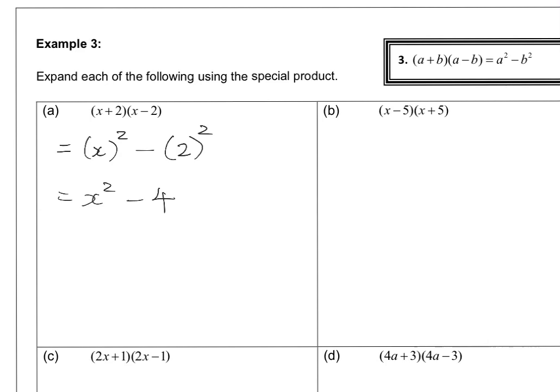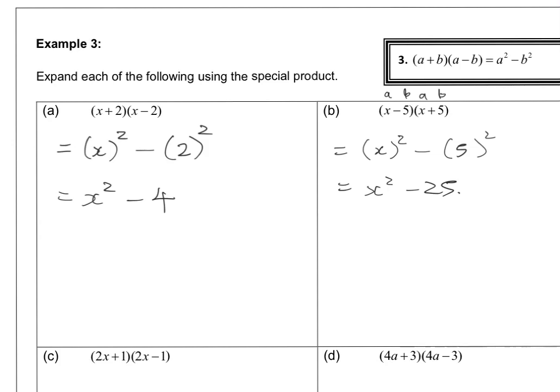I show you one more. Second one. This is the a, this is the b, this is the a, this is the b. So basically it's a squared minus b squared. So first term squared minus second term squared. Then I fill in the blanks. Which is x squared minus 5 squared. And then you evaluate it to be x squared minus 25. As simple as that.